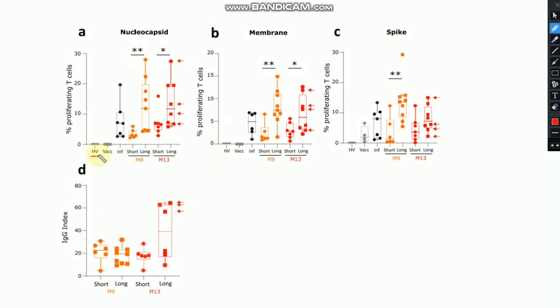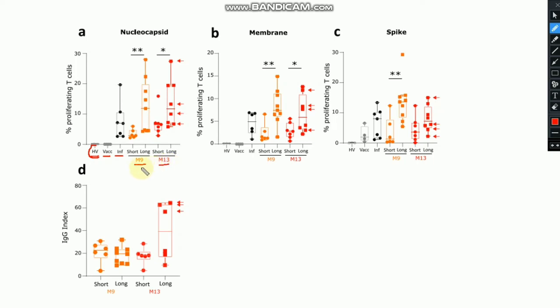So here you see the HB. This is the normal individual, where no infection is observed in this kind of volunteer. And the vaccine, this is vaccinated individuals, and the infected individuals, the people who got infected over a longer period of time. This is the shorter period of time, and this is the M9 and M13.